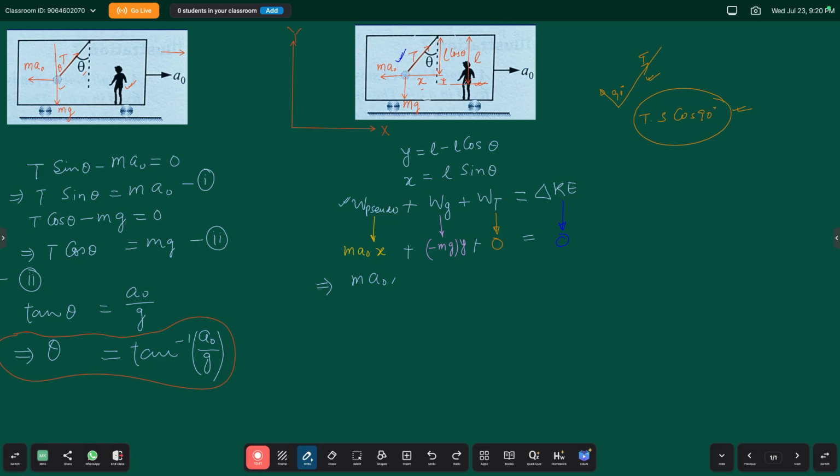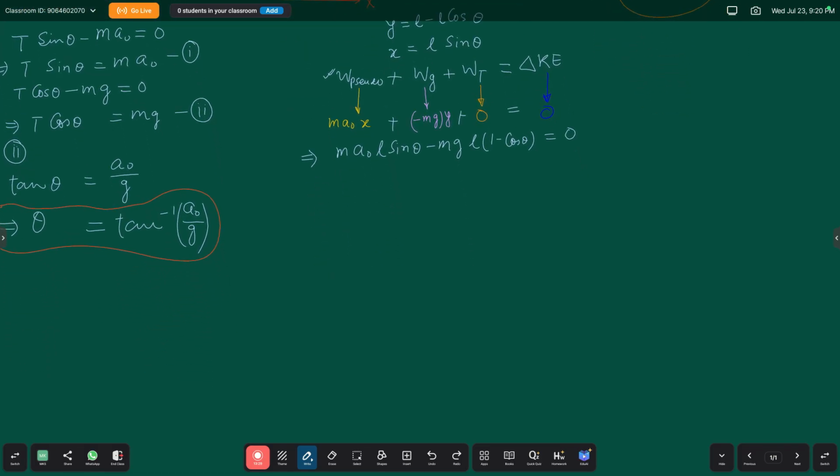m a naught x, which is equal to L sine theta, minus m g L into 1 minus cos theta, is equal to 0. So your a naught sine theta will be equal to g into 1 minus cos theta, because m and L will cancel out.